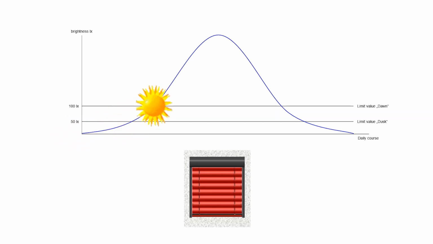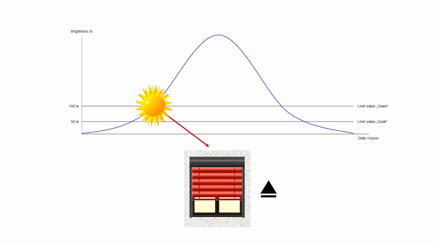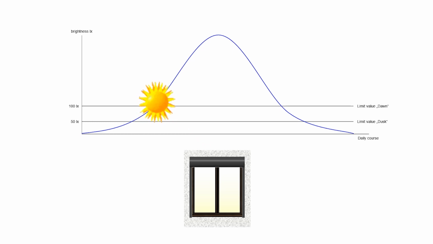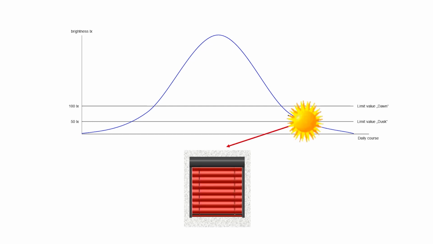If the set dawn limit, 100 lux in our example, is reached, the external Venetian blind is raised. As we approach noon, the brightness continues to increase before passing its zenith and then decreasing again during the afternoon. If the brightness value reaches and then falls below the set dusk limit of 50 lux, the connected sun shading products are lowered. This cycle is repeated daily.